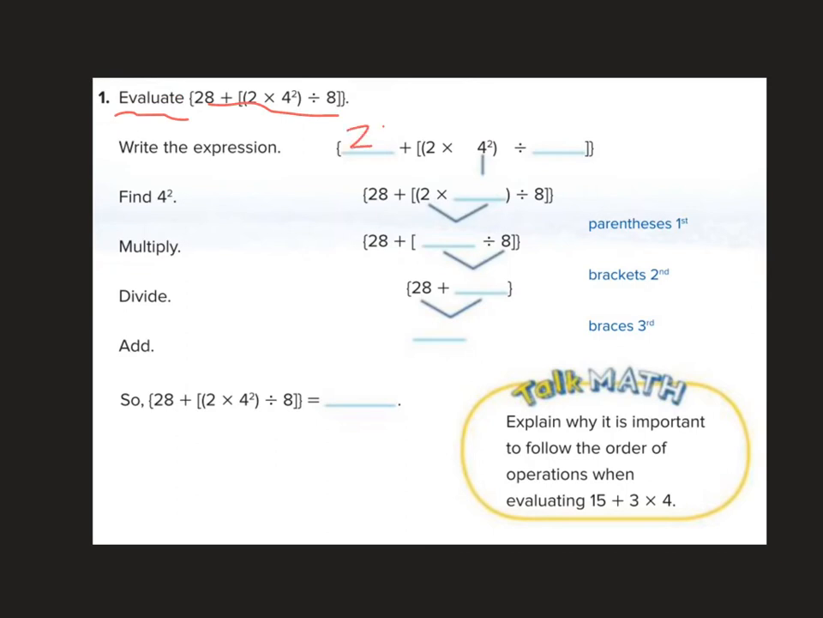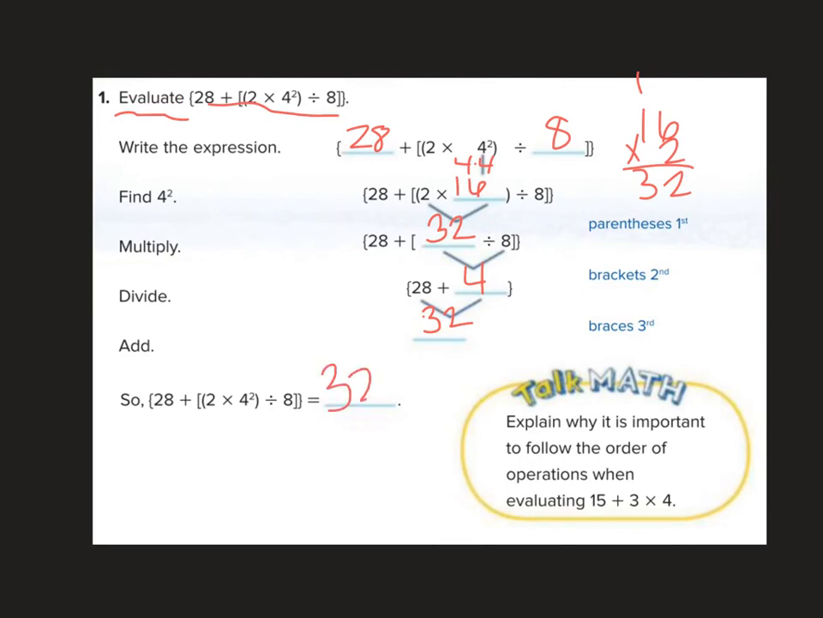Okay, so if I plug in my 28 here, 2 times 4 squared divided by 8. First I'm going to do 4 squared. 4 times 4 is 16. Then I have to do what's inside my parentheses. 2 times 16, 32. Okay, bring everything else down. 32 divided by 8 is 4. And 28 plus 4 is back up to 32. How about that? All right, so then my answer is 32.